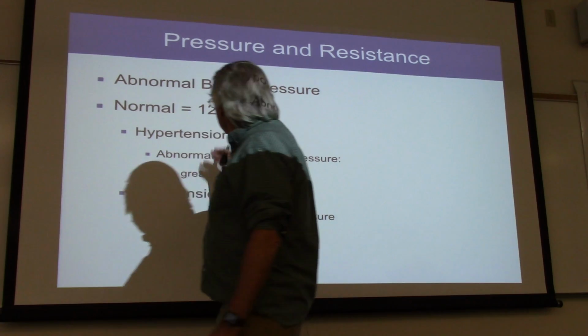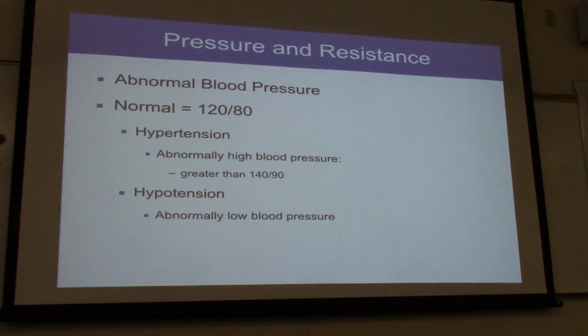Normal blood pressure is listed there at 120 over 80. Nobody stays at 120 over 80 all the time. Usually when you go to the doctor's office, it's a little bit high. Depends on how much salt you've had to eat in the last day, usually. A lot of other factors.